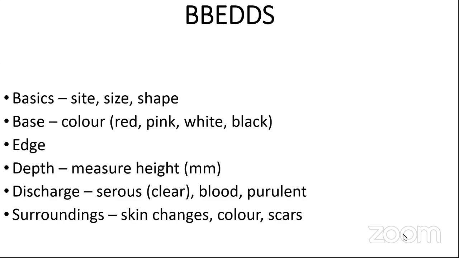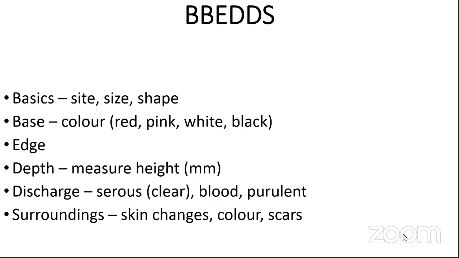E is for edge of the ulcer. Then D is for depth. How deep is the ulcer? Is it only superficial, or has it gone deep into the tendons and even involving the bone? And then the other D is discharge, whether there is serous discharge which is clear, or it is purulent, or it is bloody. Usually bloody discharge is seen in infection as well as malignancy.